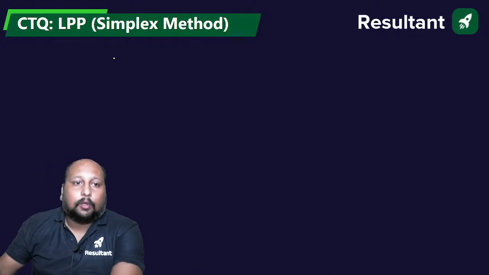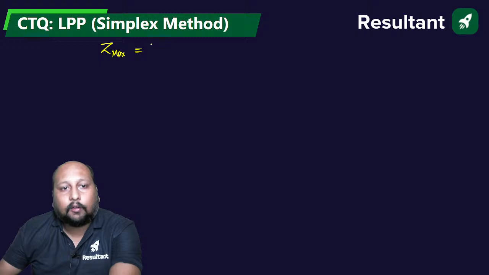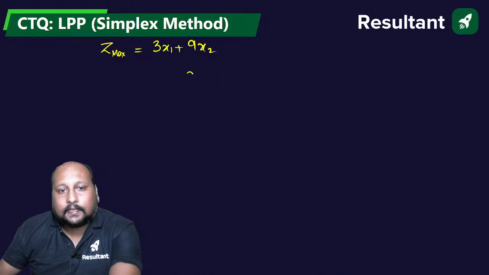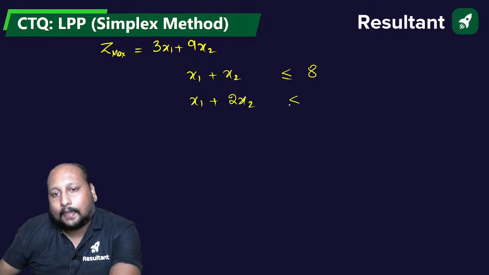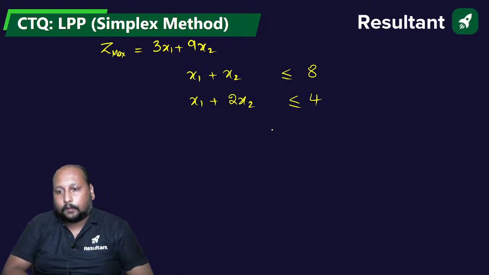Perfect. So what is the objective function? You need to maximize the objective function 3x1 plus 9x2, right? And the constraints are x1 plus x2 less than or equal to 8, and x1 plus 2x2 less than or equal to 4. Now, listen to this carefully.